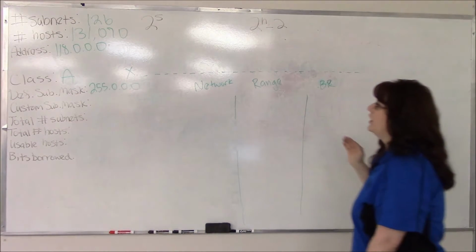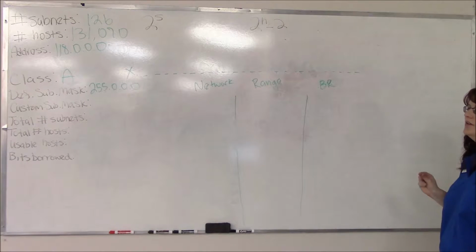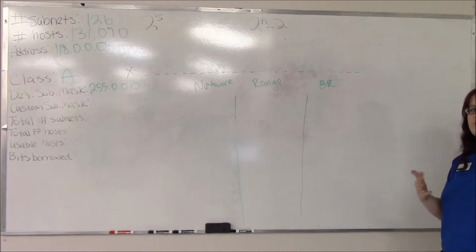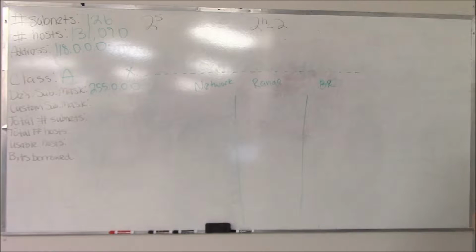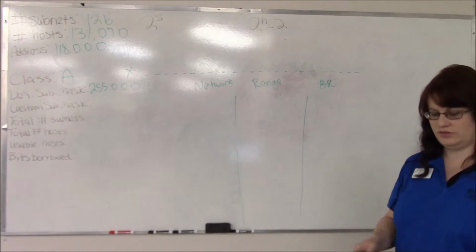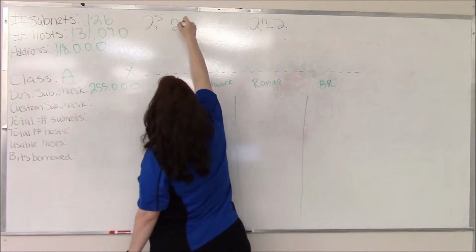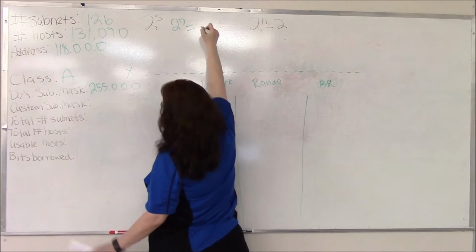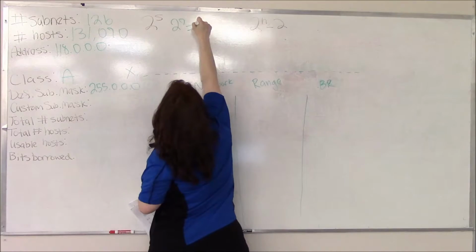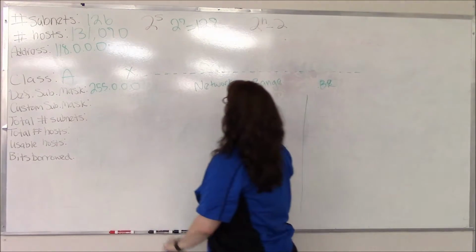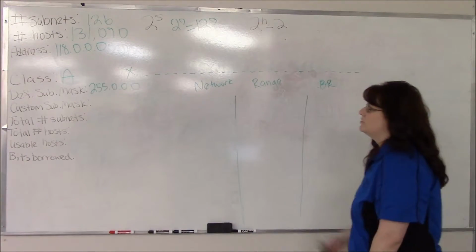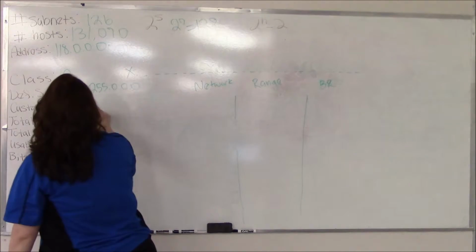Okay, so we need 126 subnets. 2 to the what gives me 126-ish? 7. 2 to the 7th gives me 128? Yep. All right. So my total number of subnets is 128.